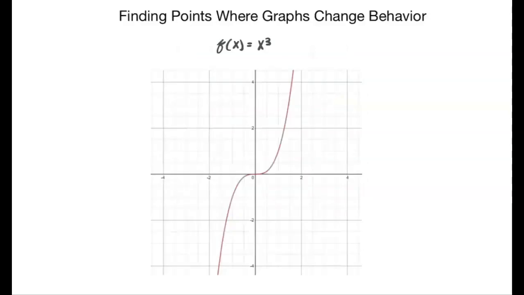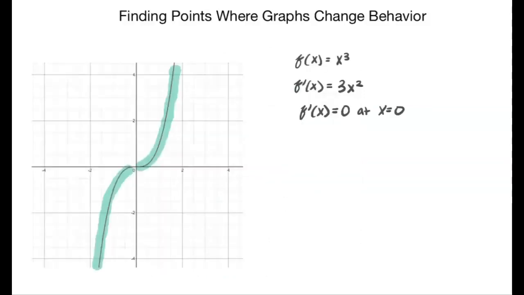Of course, an example of this would be at the point where x equals 0 on the function f of x equals x cubed. Looking at the graph, we can see that the function is increasing to the point 0, 0, where it then begins to increase again. However, if we take the derivative of f of x equals x cubed to get f prime of x equals 3x squared and set 3x squared equal to 0, then solve for x, we get that the derivative of the function is equal to 0 at x equals 0.